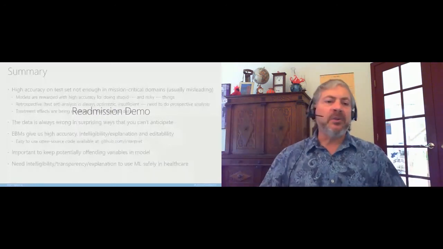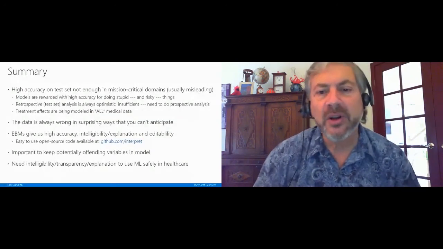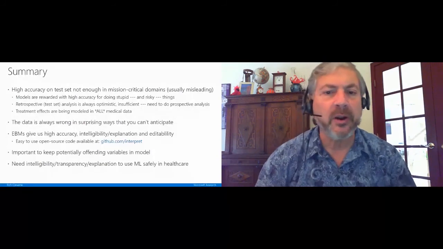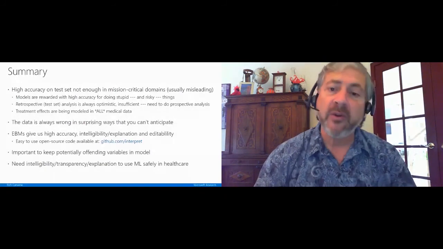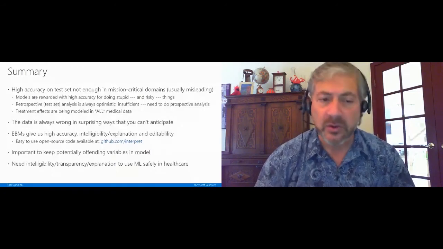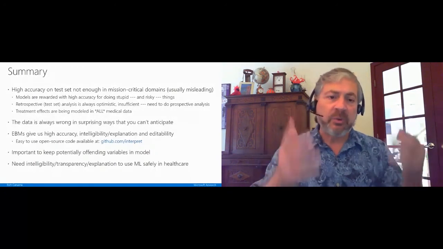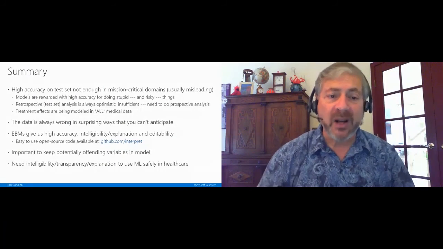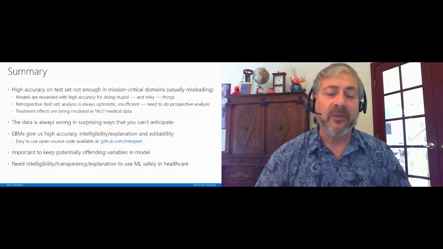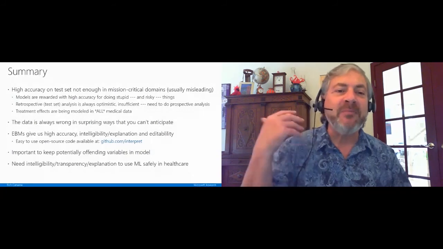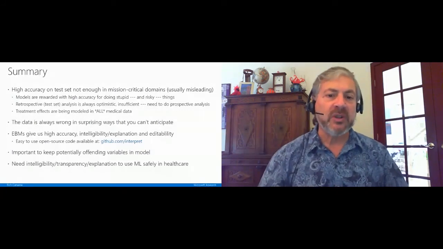Okay, high accuracy on a test set is never enough, especially in healthcare and other mission critical domains. It's actually usually misleading. You think you have high accuracy. I guarantee you, you don't. All models have the kinds of problems I'm showing you. And models are rewarded with high accuracy for doing things that are very stupid and very risky, that you will recognize immediately if you're able to see the model.